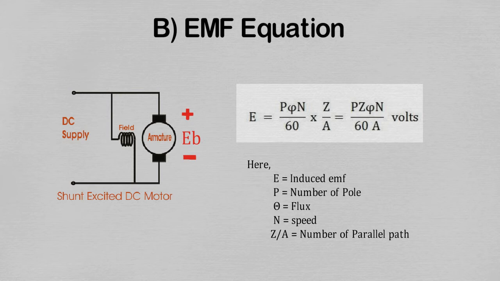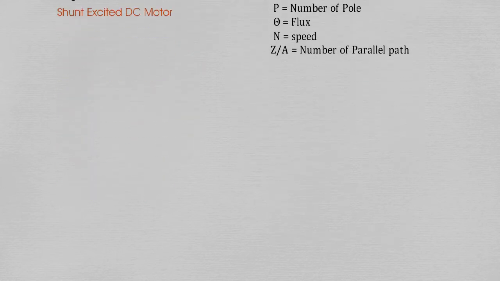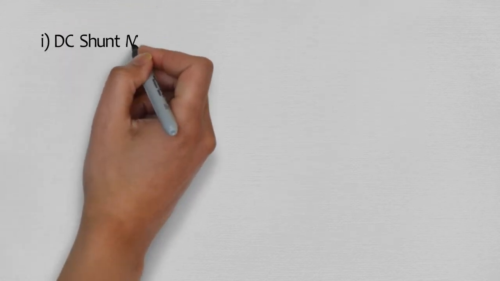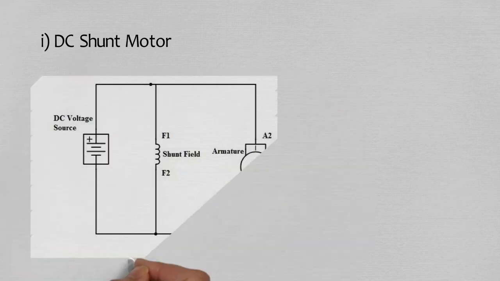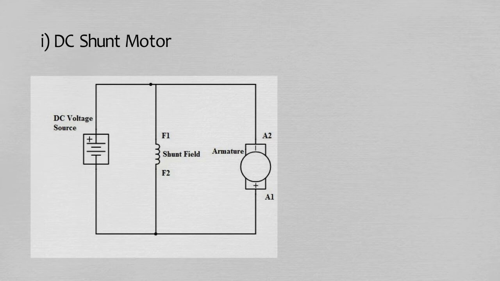Now we will see the EMF equation briefly. First is DC shunt motor. Shunt motor is fed by voltage V. So source current I will flow. Here current I will be divided into two parts.